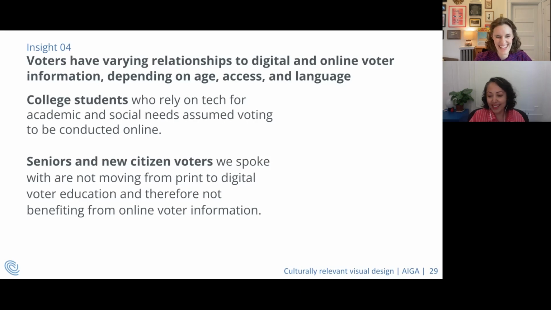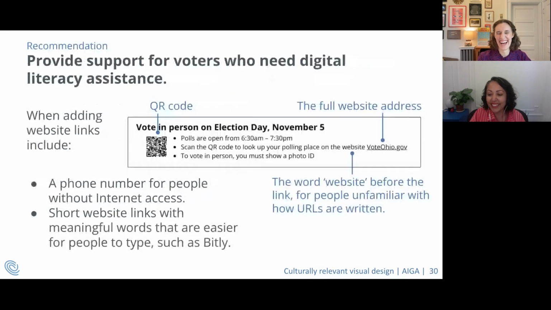I'm going to let Emma take it away again. Solve these problems through design.